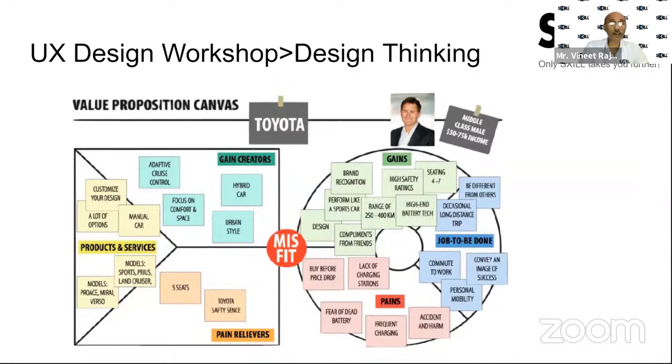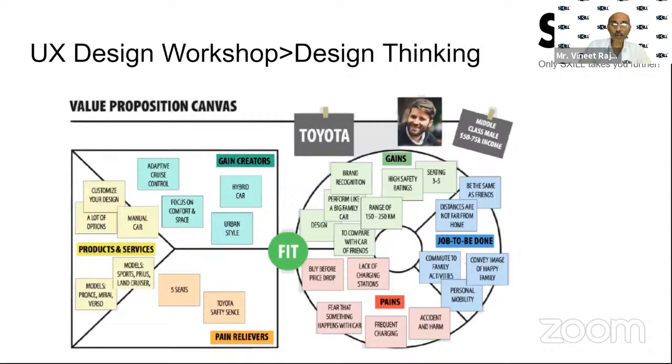It is a manual driven car. It has a lot of options, and in gain creators, it has adaptive cruise control, focus on comfort and space. It has an urban style. It is a hybrid car. So these are all gains. We're not looking for a hybrid car, but then they offered you this, that this is a hybrid. So if your frequent charging issue is there, then you also are carrying extra fuel when your charging finishes, so you do not have to stop. This is a value proposition, but still it was a mis-fit. Customer, all needs were not met. So the customer was not happy with this.